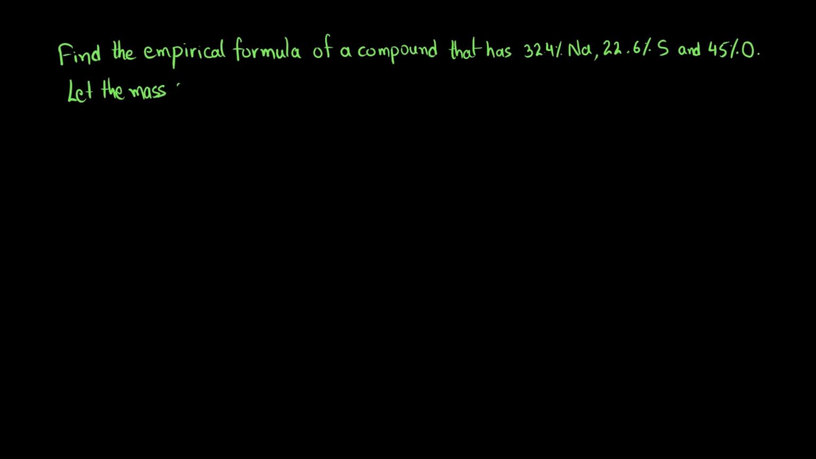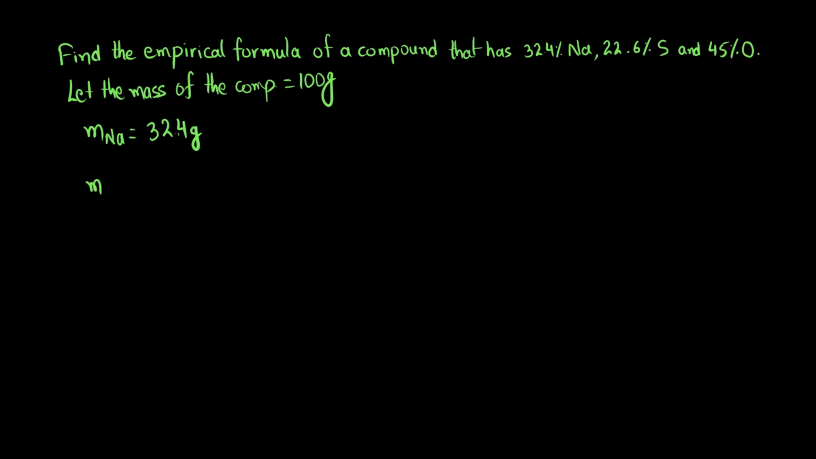Let the mass of the compound be 100 grams. If we have 100 grams of the compound, the mass of sodium would be 32.4% of 100 grams, which is 32.4 grams. So the mass of sodium is 32.4 grams. See how easy it was to go from 100 to 32.4. That's why we assume that the mass is 100 grams.